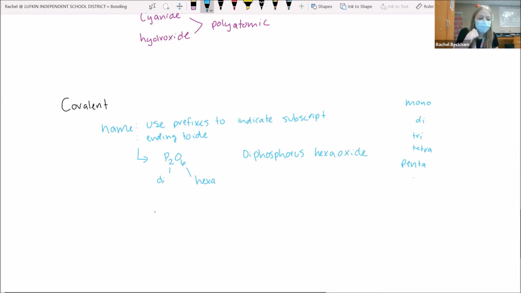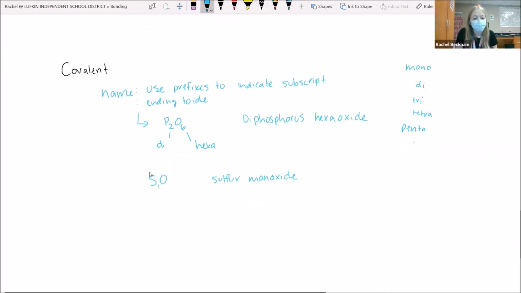Okay, and if we have something like SO, this would be sulfur monoxide. So when you have a 1 for the first one, you don't have to put mono. If you put mono, it's all right, but you shouldn't put mono for the first one. But you should do mono for the second one on out. So sulfur monoxide, because mono means 1, right? So does covalent make sense so far?